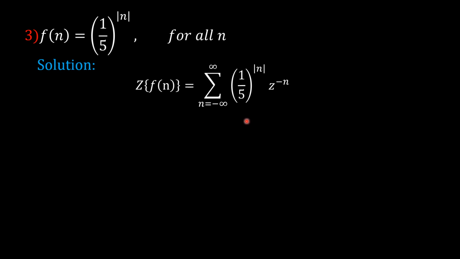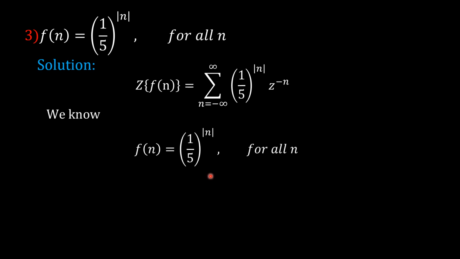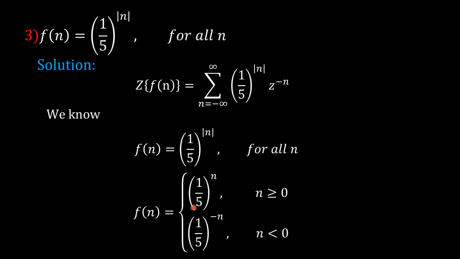Now, the given function is f of n equal to 1 by 5 raised to mod n for all n. Using the definition of modulus, we get f of n as 1 by 5 raised to n when n is greater than or equal to 0 and 1 by 5 raised to minus n when n is less than 0.